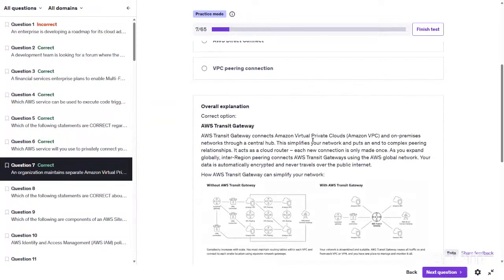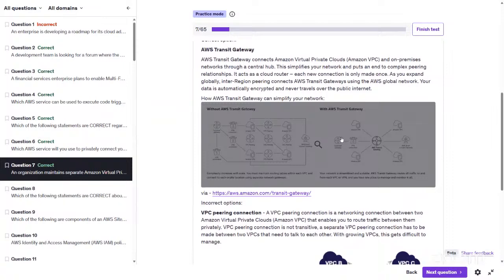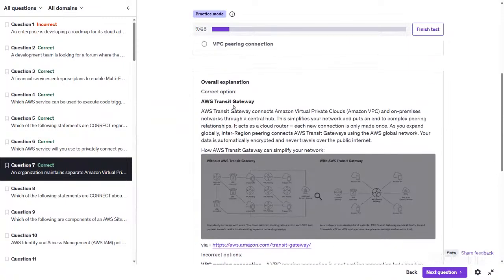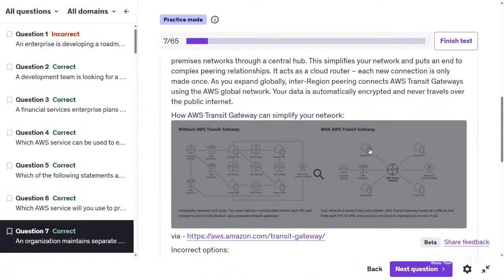And here's what it looks like. A transit gateway looks like this. So if you look at this diagram, VPC peering does not allow for multiple peerings. Just VPC-B to VPC-A is one peering connection. VPC-A to C is one peering connection. But there's nothing like C to B with this option. So that's why we said transitive VPC peering connection is not allowed. But with transit gateway, there's going to be a central hub called the transit gateway itself, right? And then you can have all the different VPCs connecting to that transit gateway.